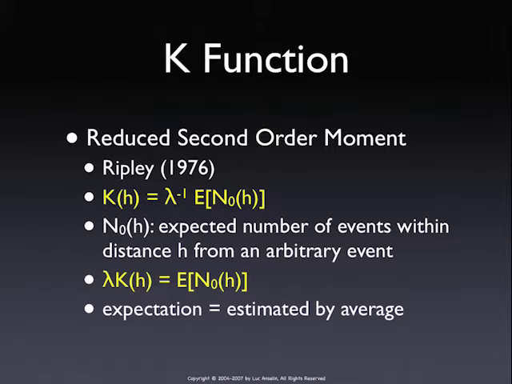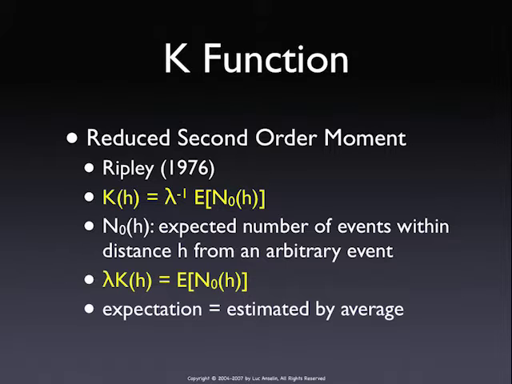The expected value is the average number of events within a distance h of an arbitrary event. Now, think about this. How would we calculate this? How would we estimate this?